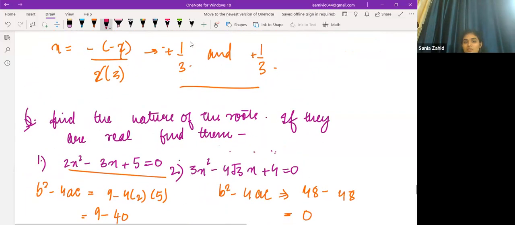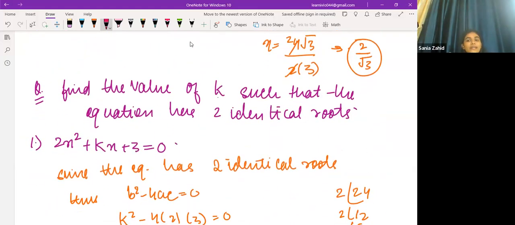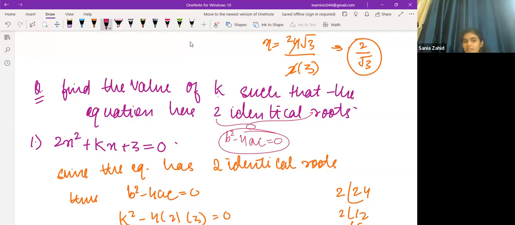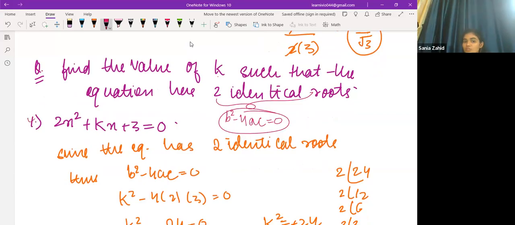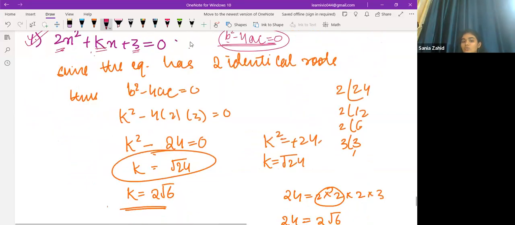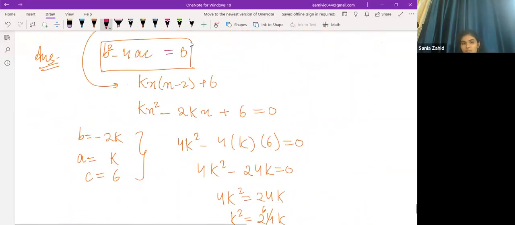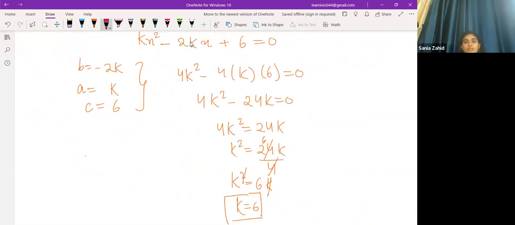So, for example, it is given to you in the question: find the value of k such that this equation has two identical roots. I told you, whenever you have identical roots, the value of b square minus 4ac is 0. So, now this is your equation. First of all, you find the value of b square minus 4ac. It will become k square minus 4 into 2 into 3. Then you equate that to 0 and you can find the value of k. In a similar way, in this question also you will do the same thing. You find b square minus 4ac, and then equate it to 0. Alright?